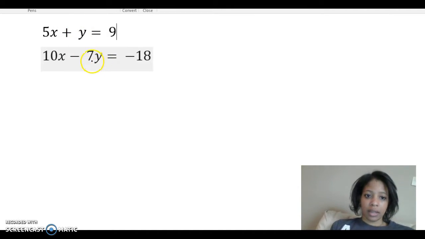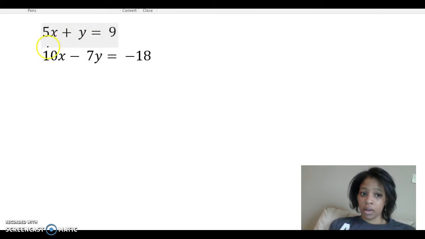So I have a -7 here, so I could try to get a +7 here. In order to do that, I would need to multiply this whole equation by 7, right? Or I could turn this 5 into a 10 if I multiply it by 2, but I would need one of them to be negative. So I could turn this 5 into a -10 if I multiply it by -2. So you have some options. I'm gonna do it both ways. The first one I'm gonna multiply by 7, and the second one I'm gonna multiply by -2.